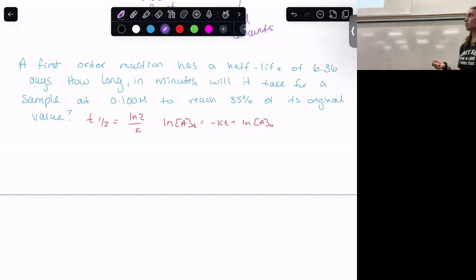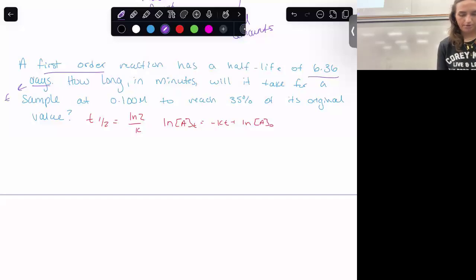When we know that we have a first order reaction, we want to remember that T1/2 is equal to ln2 over K. It might be given to you as 0.693. It's the same value. And the integrated rate law for a first order reaction is that the ln of the concentration at time t is equal to negative Kt plus the ln of the original value. From this question, the half-life is 6.36 days.